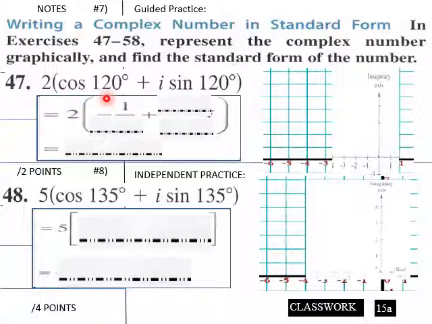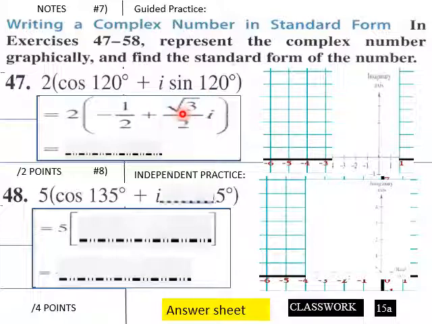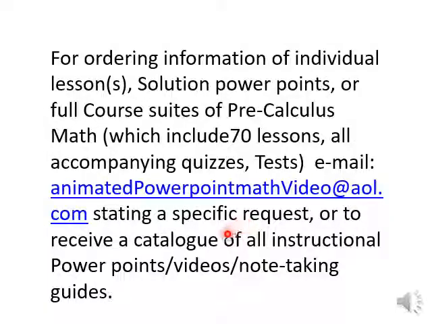So for 47, 2 cosine 120 degrees plus I sine 120 degrees. So we have 2 times, cosine 120 is negative 1/2, plus I sine 120, which is radical 3 over 2. And then this comes out to be negative 1 plus, these cancel here, radical 3i. And then the graph of that would be right about there. And then down here, 5 cosine 135 degrees plus I sine 135. I'll let you do that on your own, and that is 6.5 part 1.